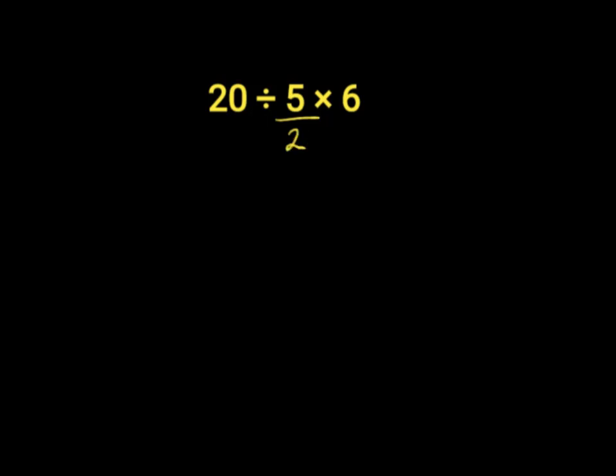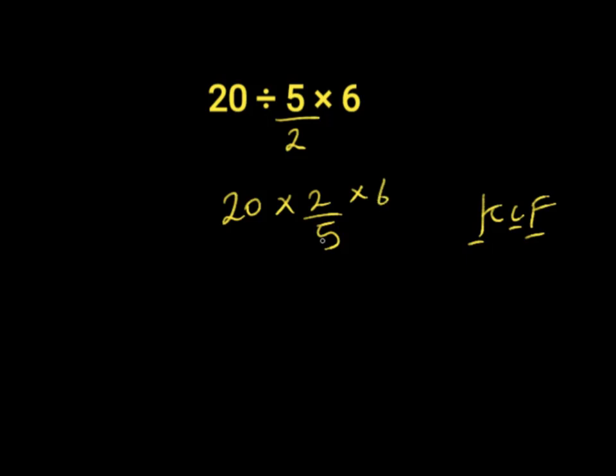First of all, we are going to solve 20 divided by 5 over 2 using the rule of KCF. K stands for keep, C stands for change, and F stands for flip. We are going to keep 20, change division to multiplication, then flip 5 over 2 to 2 over 5. Then bring down our 6 here.